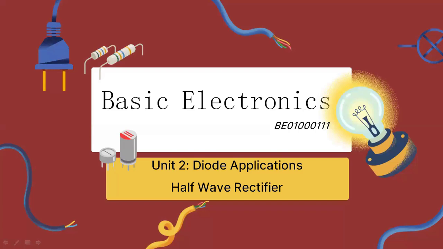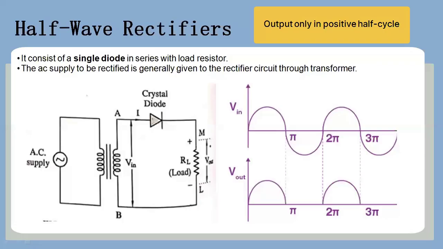Now, starting with our half-wave rectifier, this is the circuit diagram of your half-wave rectifier. The half-wave rectifier can be built using a single diode. This diode is connected in series with your load resistance. The AC supply which you want to rectify is generally given to the rectifier circuit through a transformer.